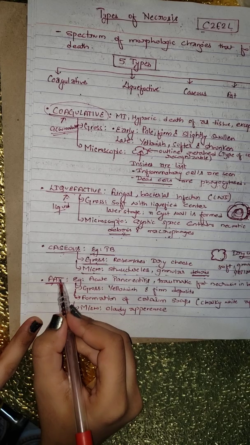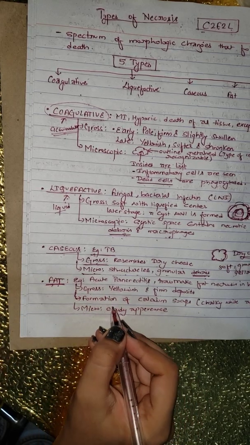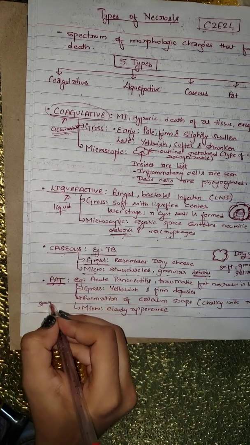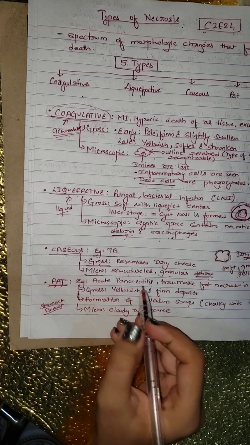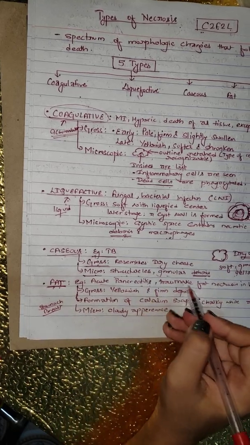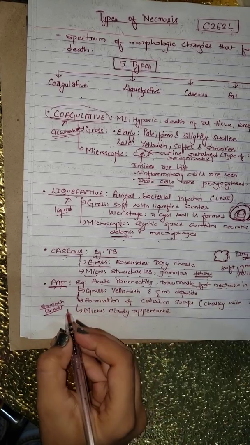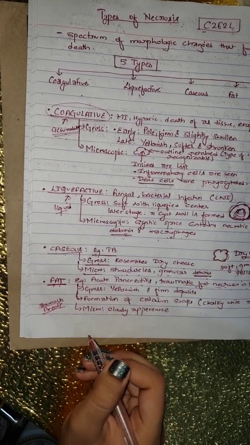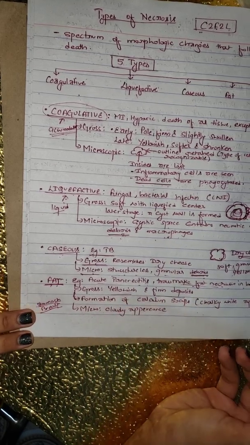Obviously, if we talk about fat, just remember where the fats are in our body: in our stomach, in the breast. Examples are pancreatitis and traumatic fat necrosis in the breast. Now let's imagine, how does the fat look? The fat looks yellowish, with firm deposits.